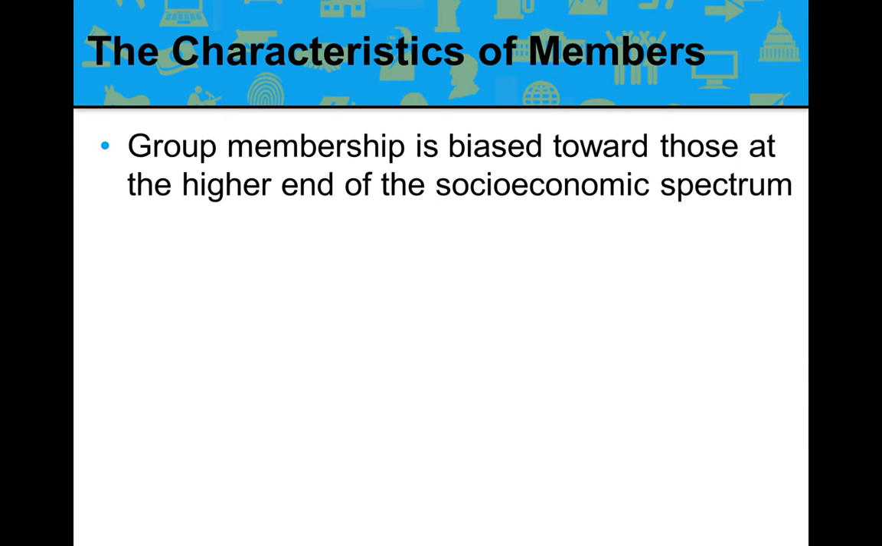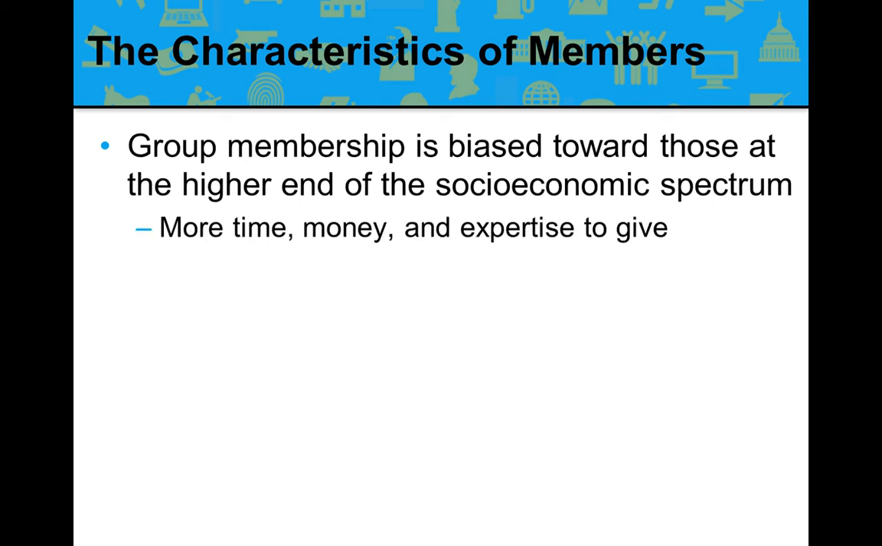And so wealthy people have an interest in keeping their wealth, so they're more likely to join an interest group that's designed to try and protect their wealth. People who are worried about the environment, who have the time and money to invest in environmental issues, are going to do those types of things that they think are important to help the environment. So the people who are at the higher end of the socioeconomic spectrum have more time, more money, and oftentimes more expertise because they're more educated to give toward an interest group.